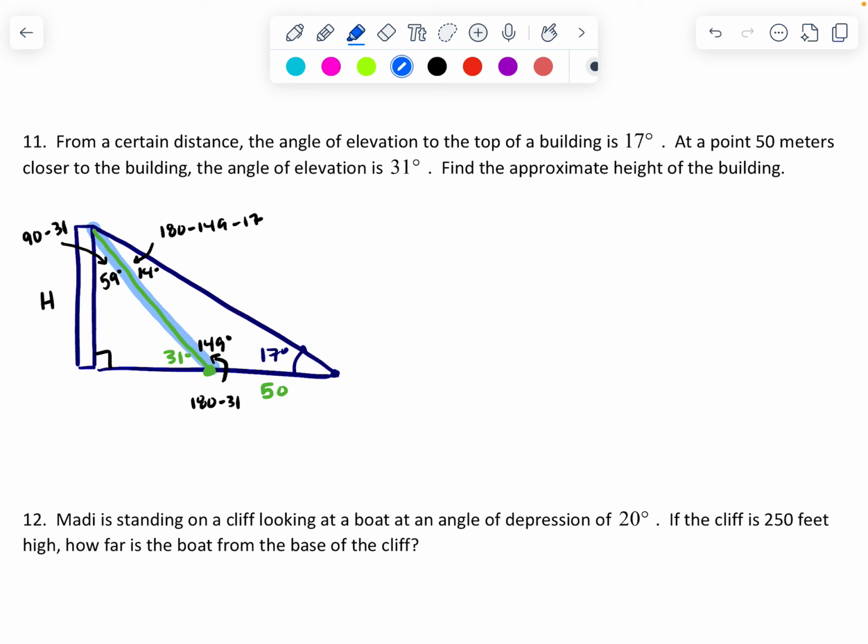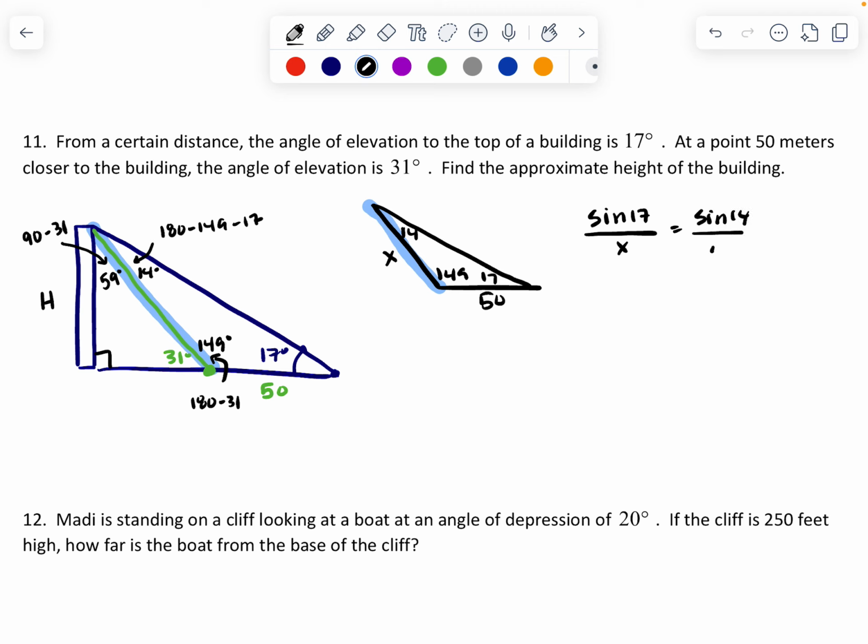So I can use that triangle right here, the oblique one. I can use this guy and law of sines to find it. That's not what I wanted. Try this again, sorry. So check this out. I'm just redrawing that oblique triangle. This is 50, this is 17, this is 14, this is 149, and I'm looking for this, right? So I can use law of sines on this. So I'm going to go sine of 17 over x, since the opposite of 17 is this, I'll call it x, equals sine of 14 over its opposite side, which is 50.